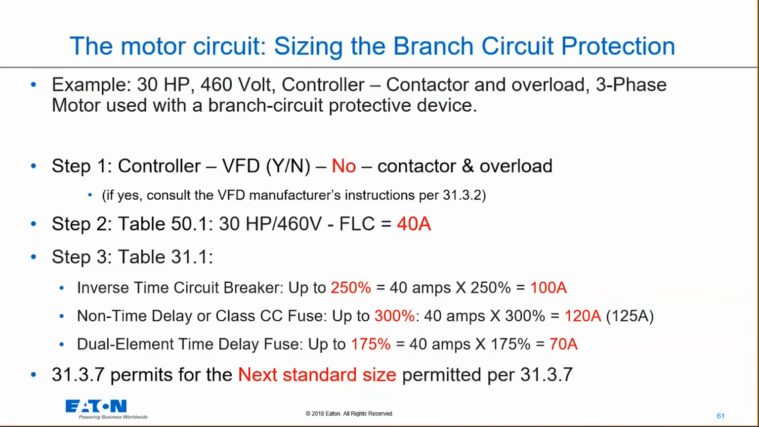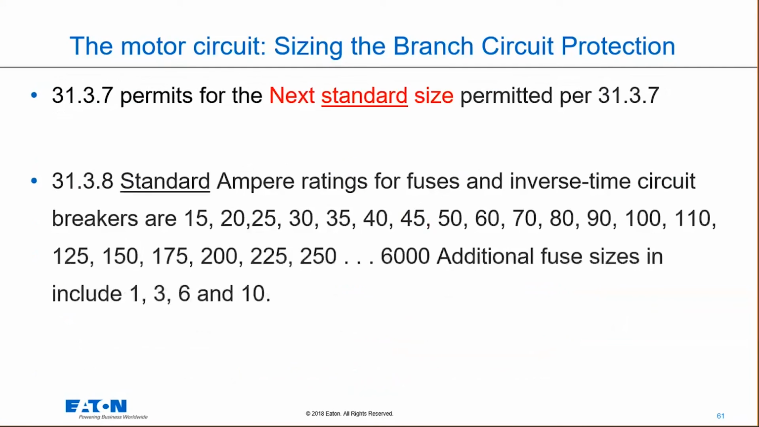The important thing that I also like to point out is you notice under the non-time delay or class CC fuse, it'll say it has 120 amps, and then next to it, it says 125 amps in parentheses. That's because under 31.3.7, it permits the next standard size device. So if we go to that, I'll show you here real quick.